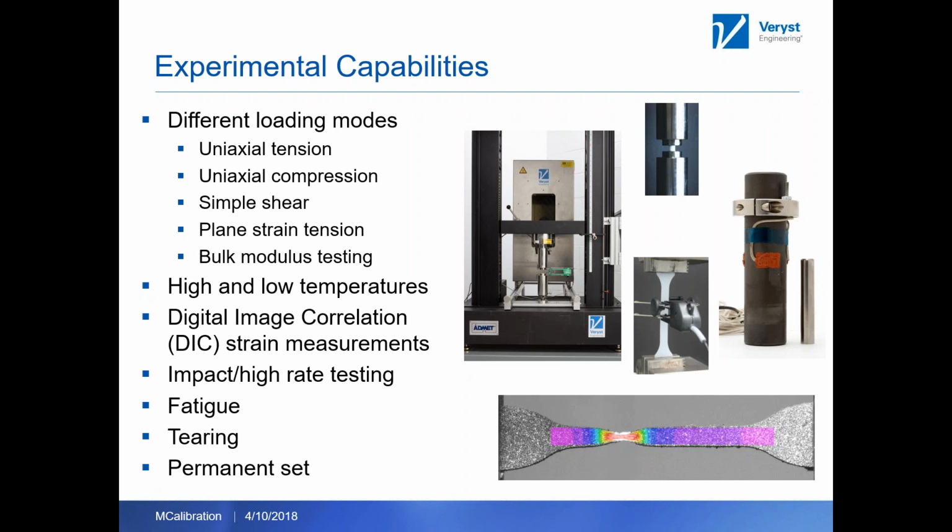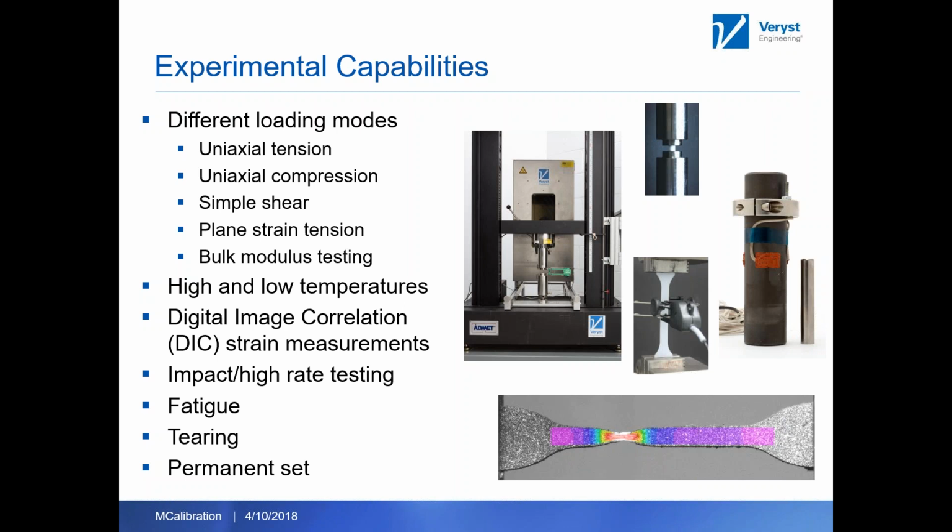So we have a lot of different test methods that we do in our lab, and so we've listed some here. We have a lot of different modes. You know, a lot of testing is done either in uniaxial tension or compression, and so you'll see a lot of data from that today. But you can also do testing for simple shear or plane strain or bulk modulus testing.